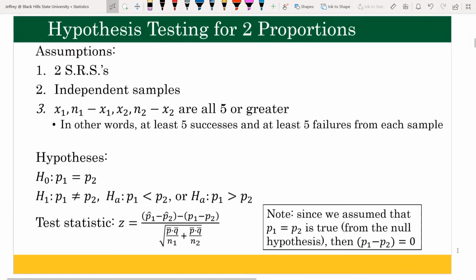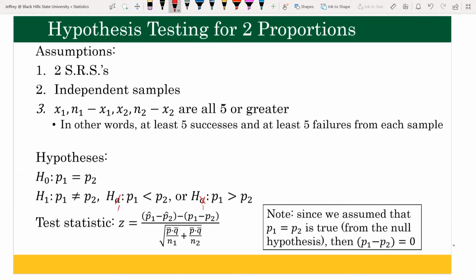So this slide and the next slide are going to just look at some of the assumptions and formulas that we use for conducting a hypothesis test and a confidence interval comparing two population proportions. So these will use the same assumptions. So we still need two simple random samples. They need to be independent samples. And we have to have at least 5 successes and failures from each sample. So for a hypothesis test, the null hypothesis always assumes that both population proportions, P1 and P2, are equivalent. Whereas the alternative means that they are somehow different from each other.